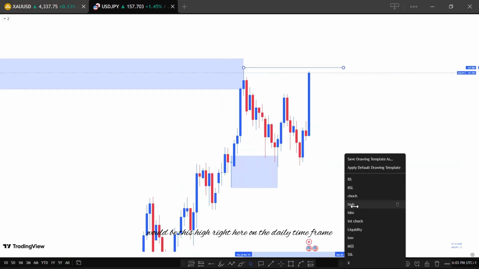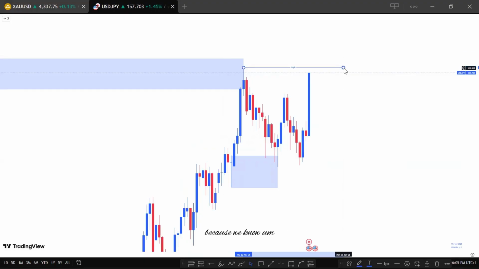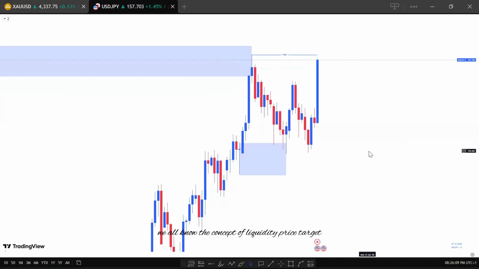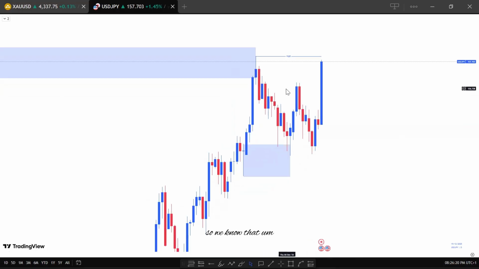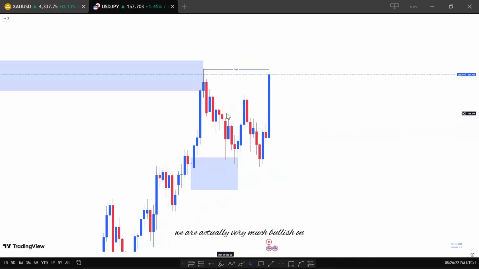Will be this high right here on the daily time frame, because we all know the concept of liquidity: price targets highs and lows, right? Since price respected this demand, we know the next liquidity target will be this high right here. So we know that we are very much bullish on USDJPY from the daily time frame.